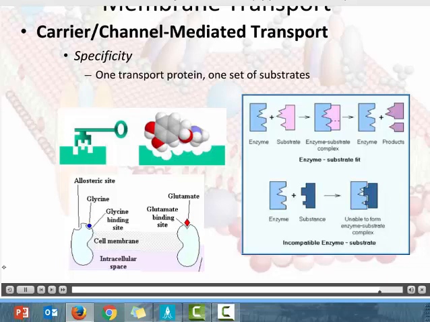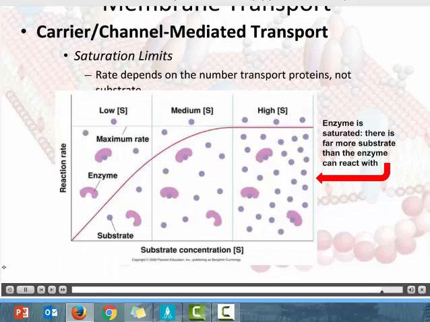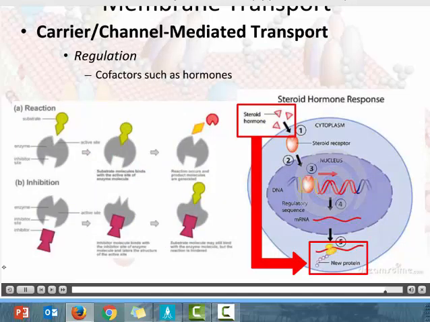Our carrier-mediated transport is going to exhibit saturation limits. So the rate of transport depends on the number of transport proteins, not the amount of solute. And then also our carrier-mediated transport is going to exhibit regulation. So specificity, saturation limits, and regulation, meaning that we can alter the activity of our transport proteins using cofactors such as hormones. So we've got a specific receptor site for a specific molecule on our carrier-mediated transport.